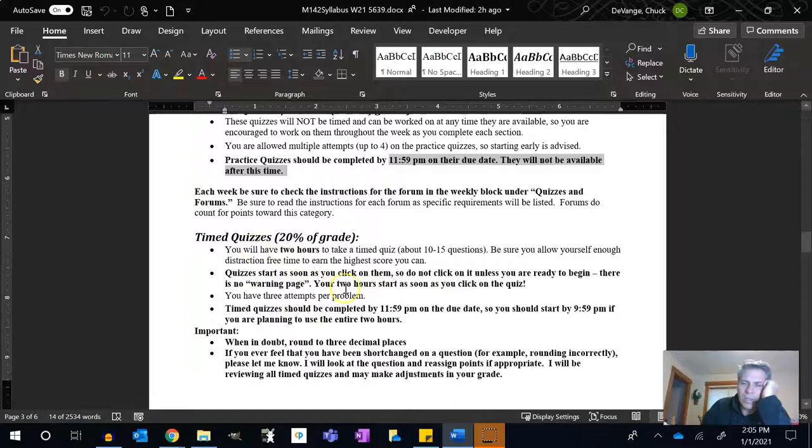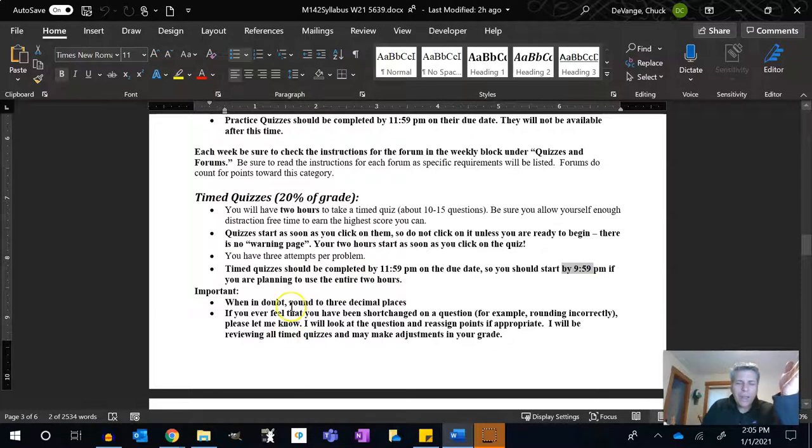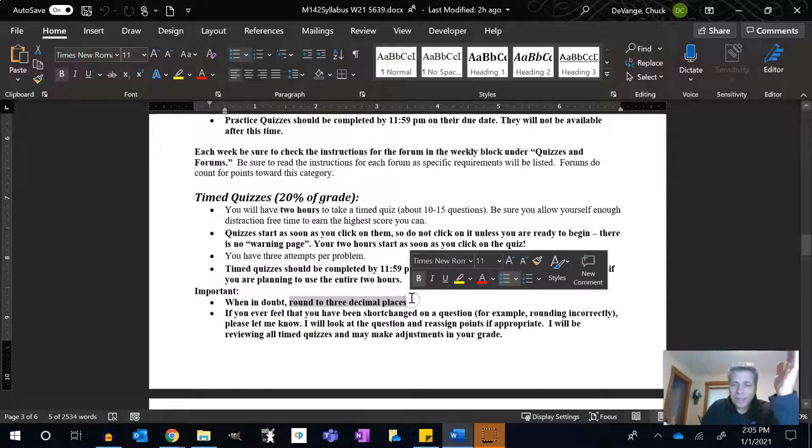It's a nice little accountability just so you know how you're doing on some of the problems. Again, they need to be completed by 11:59 on the due date. So if you want the full 2 hours, make sure you start 2 hours before that. And again, you can always do them early. A couple things. Round to 3 decimal places, unless it says differently. That's just a good assumption to have.